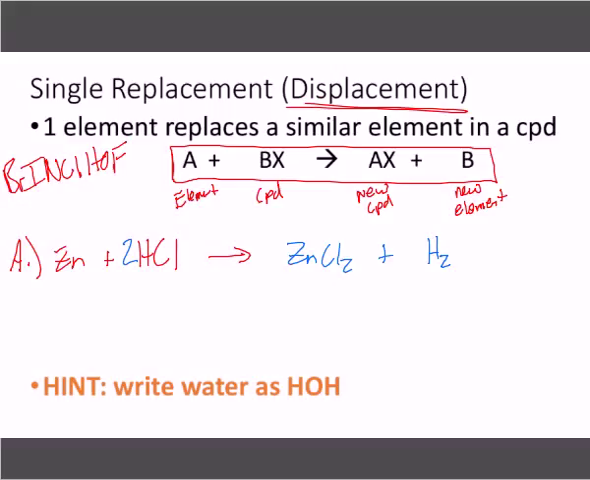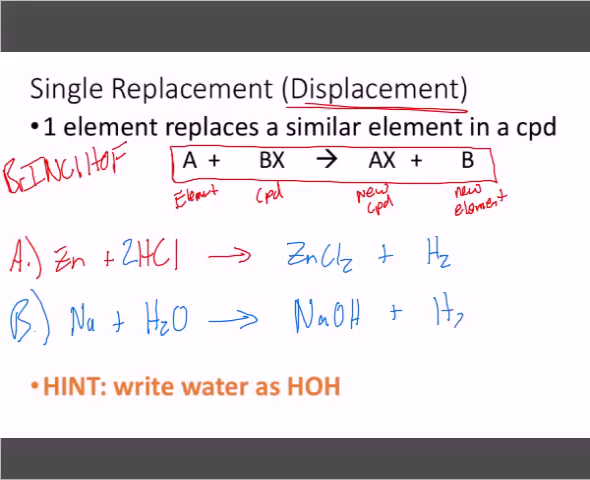Let's jot down another example. This one is going to look like this. It's going to be sodium plus water, and it's going to produce sodium hydroxide plus hydrogen gas. Go ahead and balance that equation. Guys, if you're struggling, I'm not saying this was you, I know you're waking up. But my point here is, when you see water, write it as HOH.